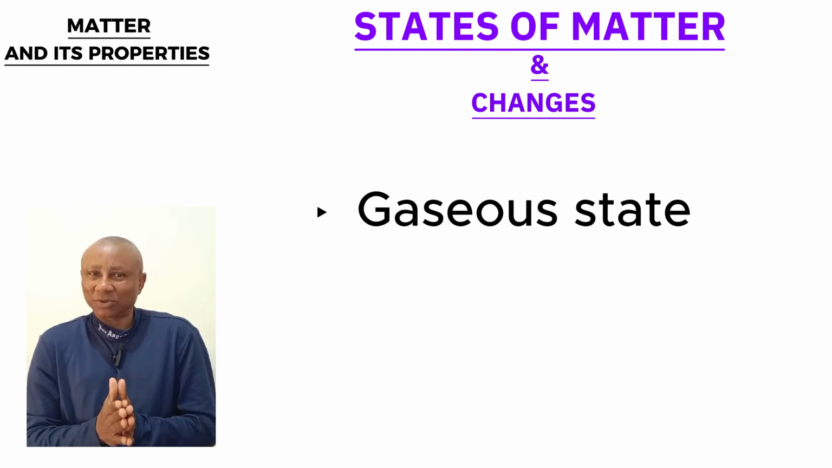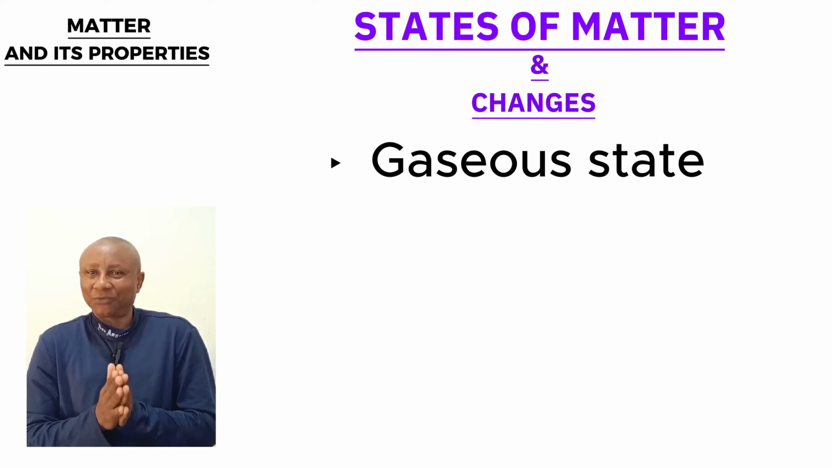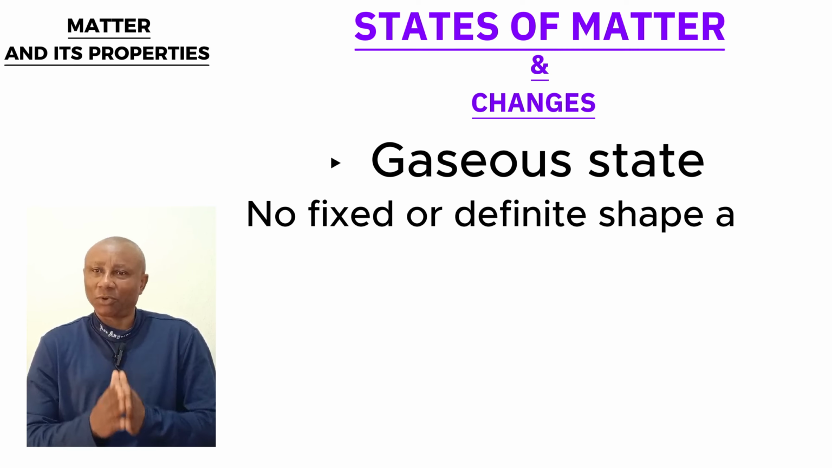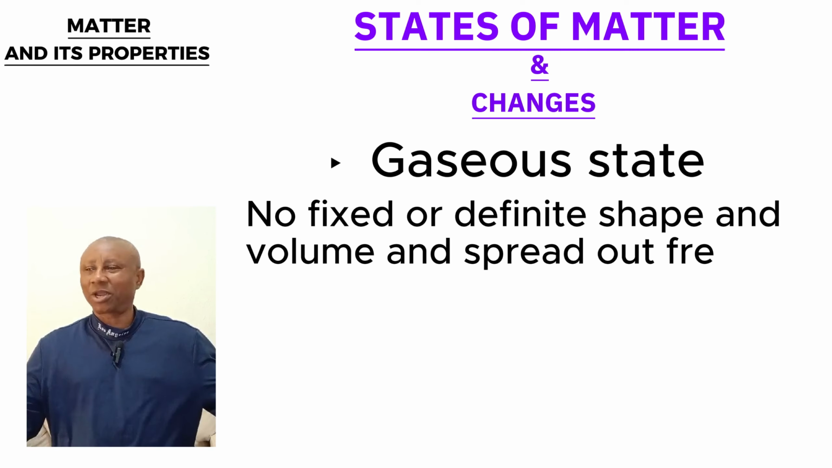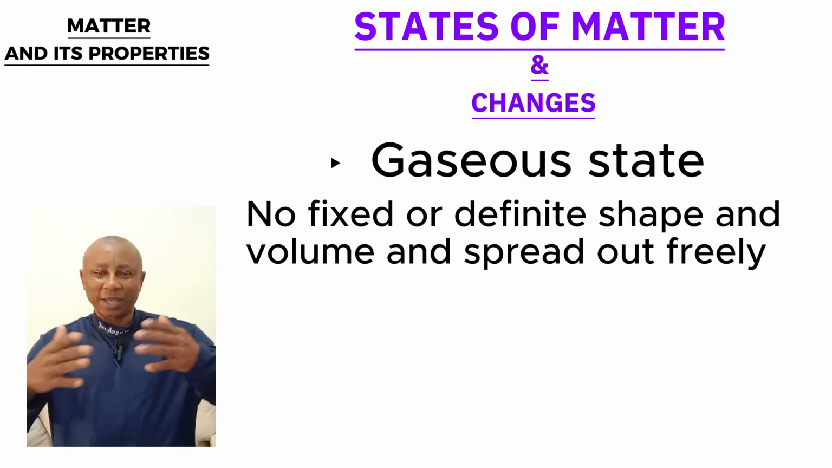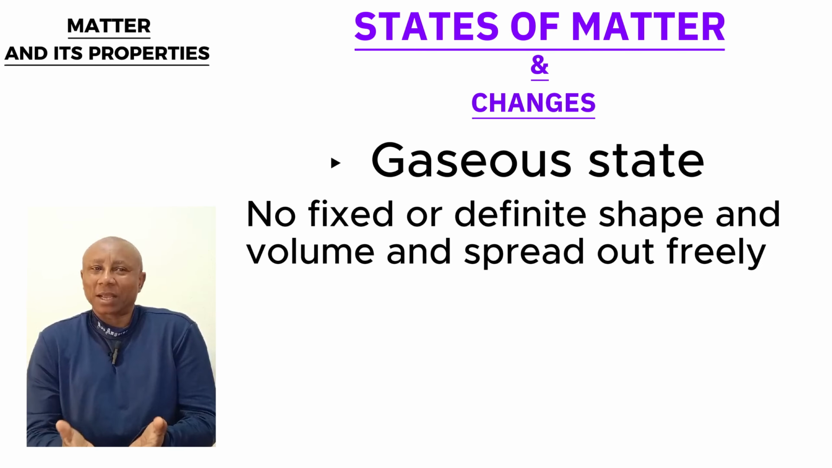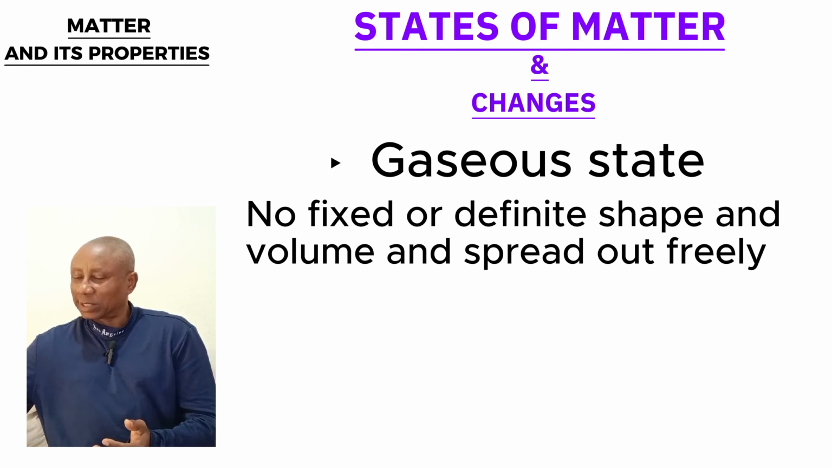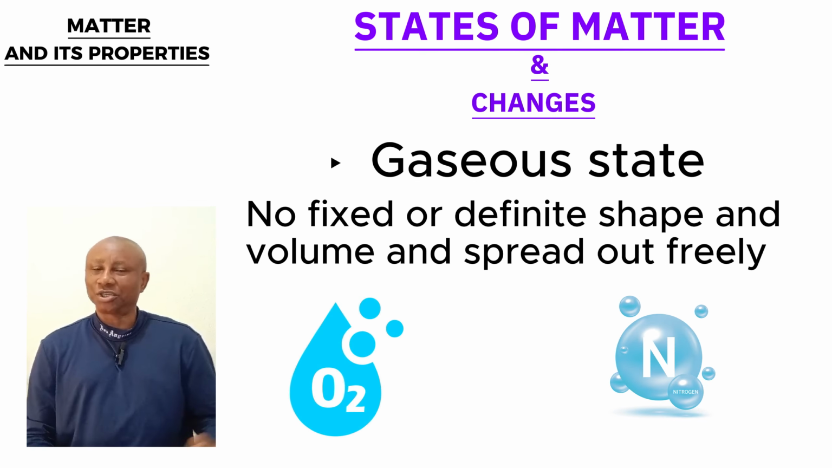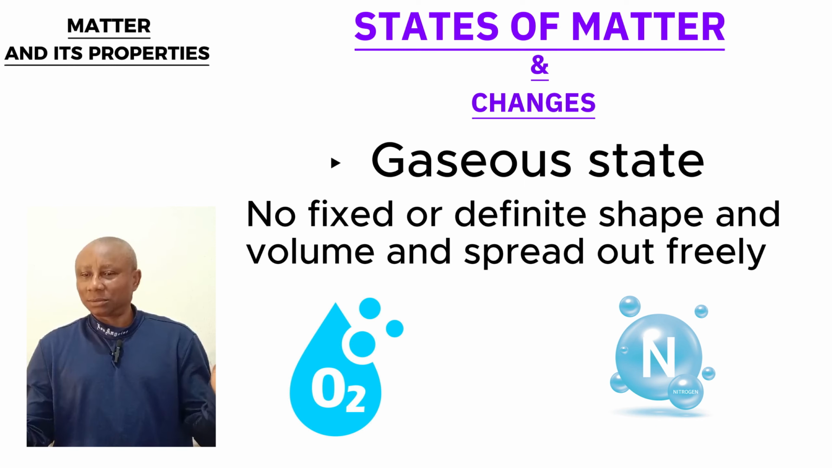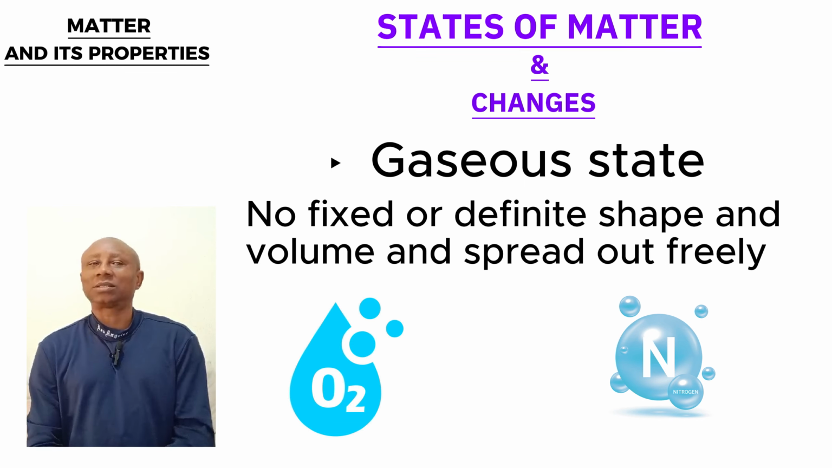Gases, the third state of matter. Gases have no fixed shape or volume, but they spread out freely. That's why we are enveloped in the air. The air, the gases, oxygen and nitrogen. These are examples of gases.